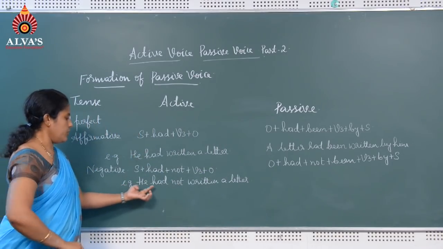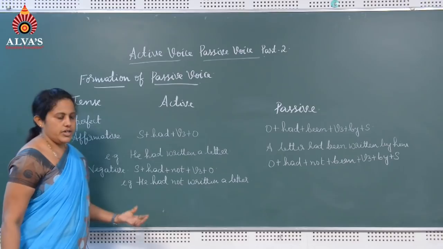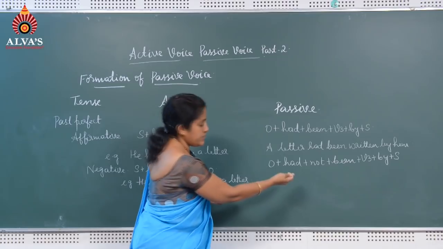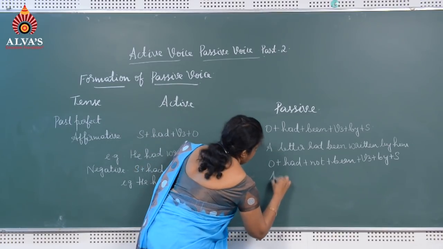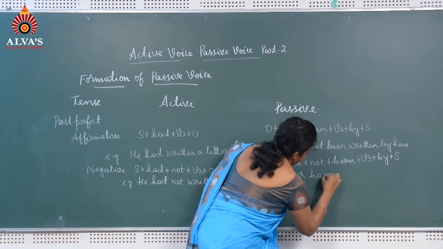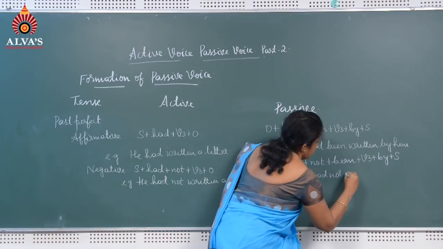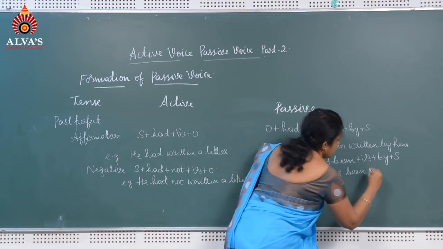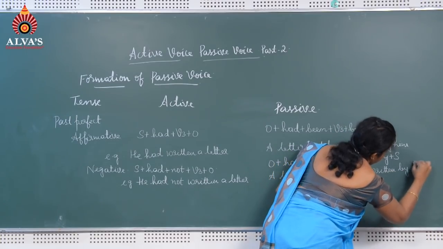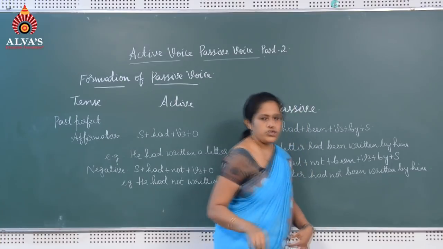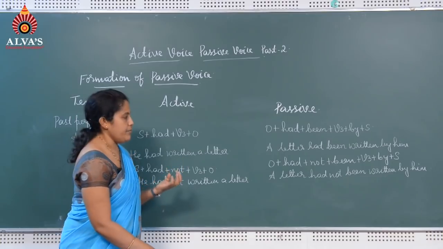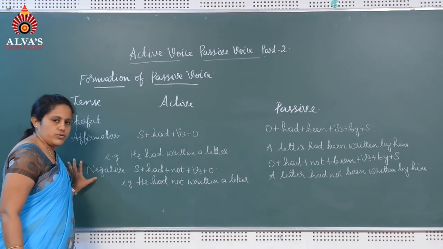So, this is negative, he had not written a letter. So, when we write in a passive voice, according to this formula, a letter had not been written by him. So, this is passive voice, a letter had not been written by him. Okay. So, this is negative sentence.